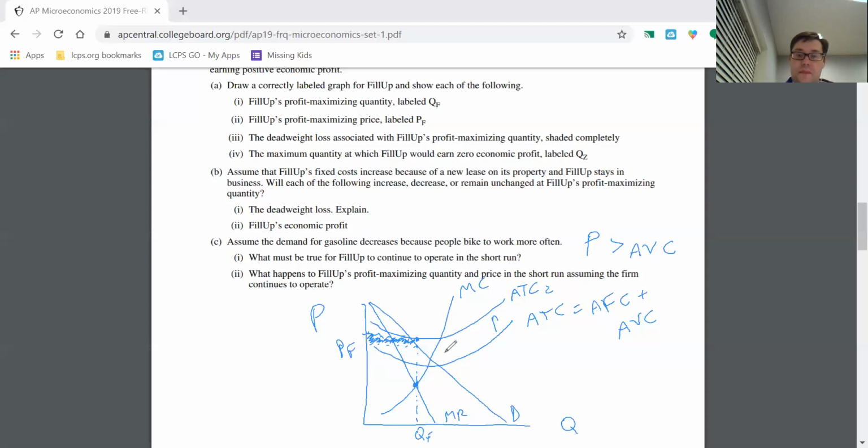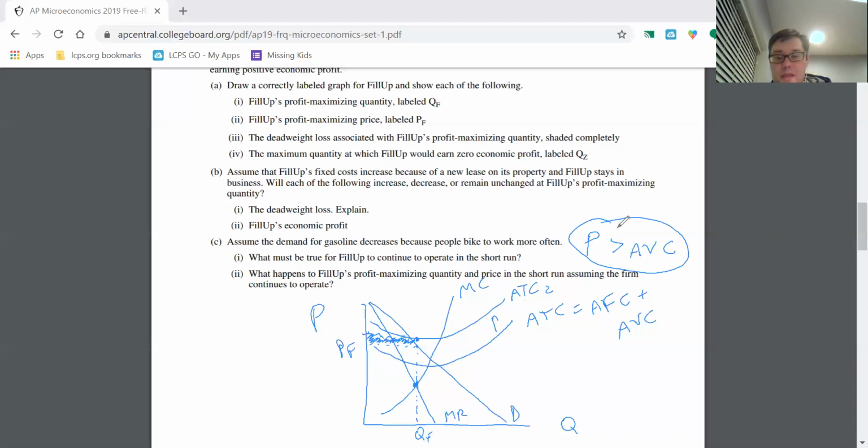So as long as you say this, really all you need is this: so long as price is greater than average variable cost, we know that this fill-up station will continue to remain open. All right, and then part 2. What happens to Phillips' profit maximizing quantity and price in the short run, assuming that the firm continues to operate?